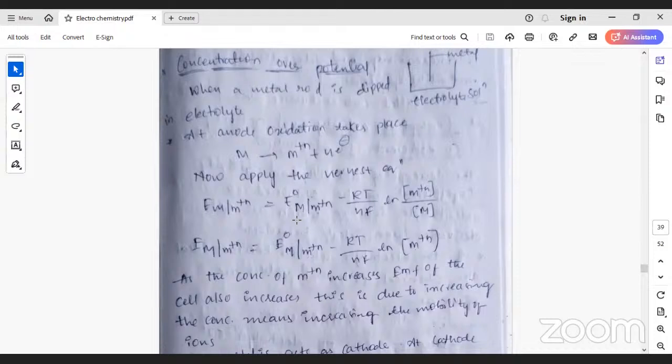Then concentration over potential will be there. The next one will be concentration over potential. So what is that concentration over potential?